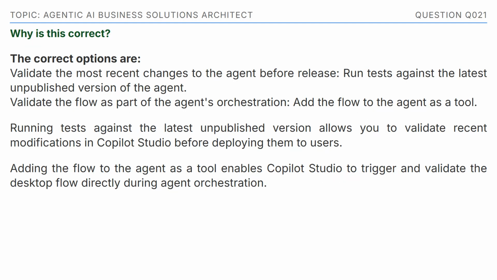The correct options are: validate the most recent changes to the agent before release, run tests against the latest unpublished version of the agent; validate the flow as part of the agent's orchestration, add the flow to the agent as a tool. Why are these options correct? Because running tests against the latest unpublished version allows you to validate recent modifications in Copilot Studio before deploying them to users. Adding the flow to the agent as a tool enables Copilot Studio to trigger and validate the desktop flow directly during agent orchestration.